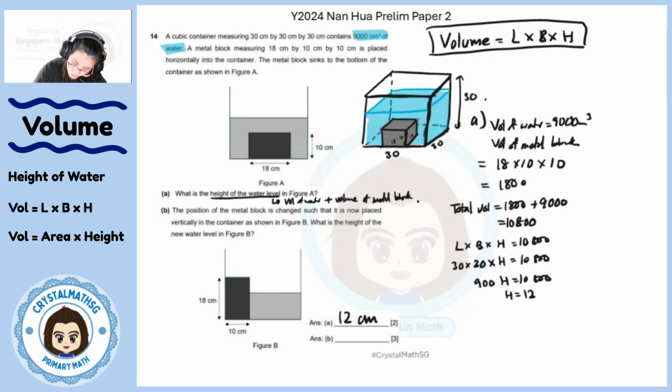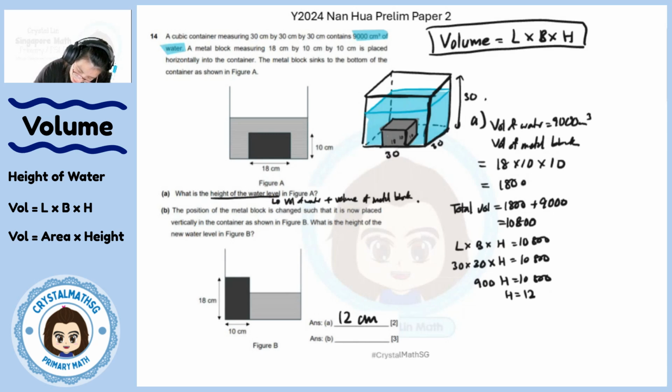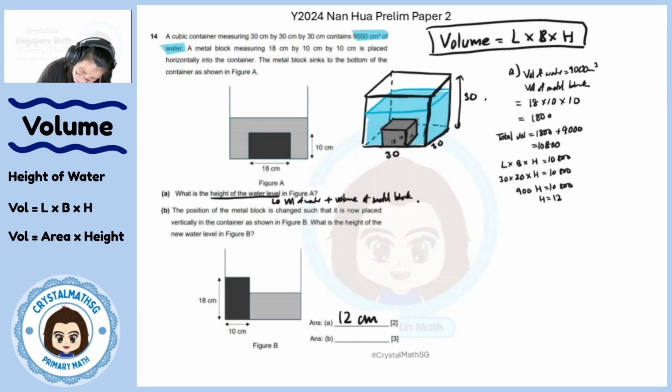Okay, so part A means the volume of your water plus the volume of your block. And then from there, you put it back to the volume of the container to find the height. So that's part A. So I'm going to make this a little smaller, put on top. So I'm done with part A. Now I do part B.